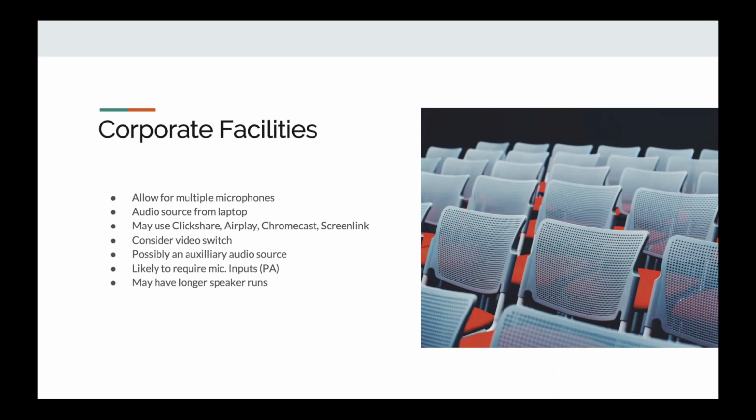Finally, corporate facilities. And again, this is a very, very growing part of our industry. More and more companies are doing large corporate presentations or themed events. They will often have guests. So you'll need to allow for multiple microphones, without doubt, some kind of audio and certainly video from a laptop, and that might be ClickShare, AirPlay, Chromecast, ScreenLink, etc.